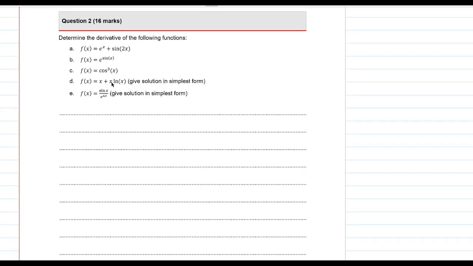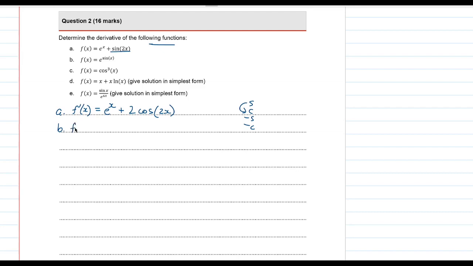Question 2. Determine the derivative of the following functions. Let's do A. e to the x derives to just e to the x, plus sine 2x. So we know that if we write this out, sine derives to cos. So we're going to have plus cos 2x. And we also have to multiply by the derivative of the bracket, which is 2.